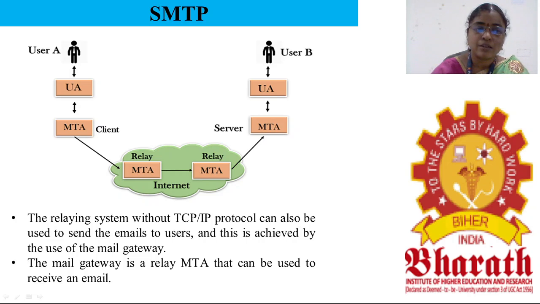The relaying system without the TCP/IP protocol can also be used to send email to users, and this is achieved by the use of the mail gateway. The mail gateway is a relay MTA that can be used to receive an email.